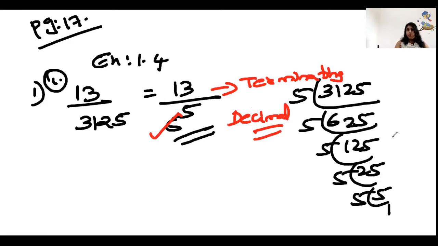You know how to find the factorization. So this is very simple actually. You have to practice it. Next question.